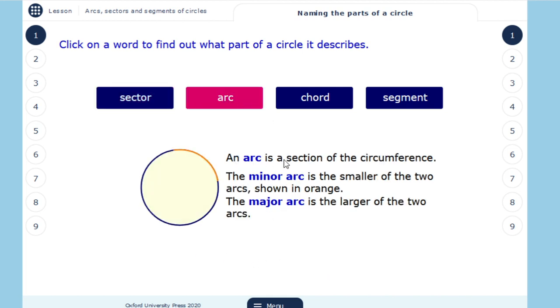Arc. An arc is a section of the circumference. The minor arc is the smaller of the two arcs, shown in orange, and the major arc is the blue one.